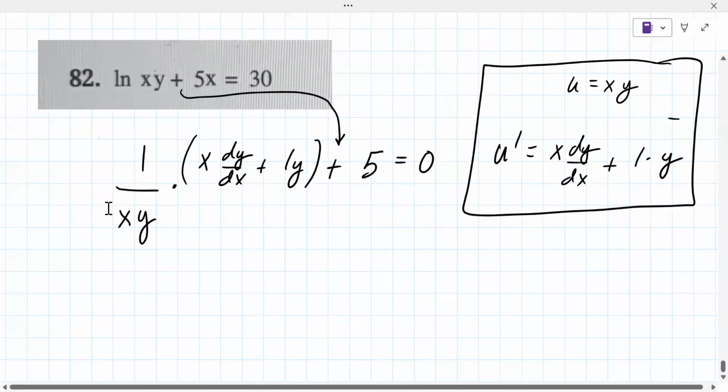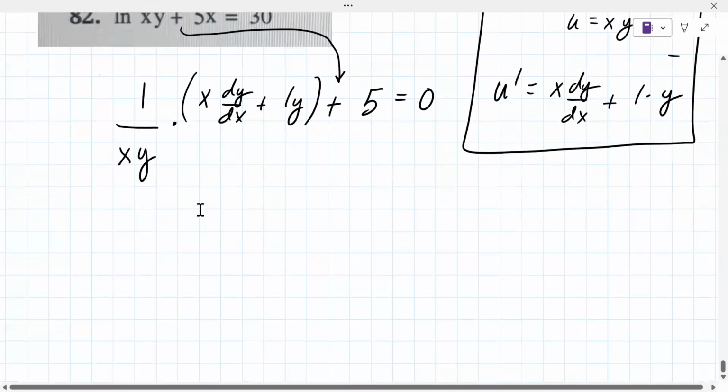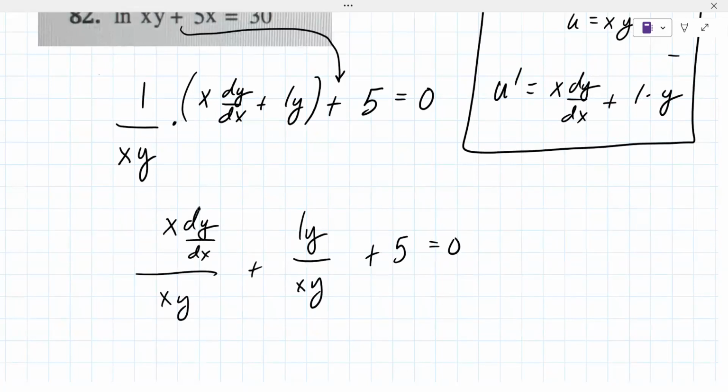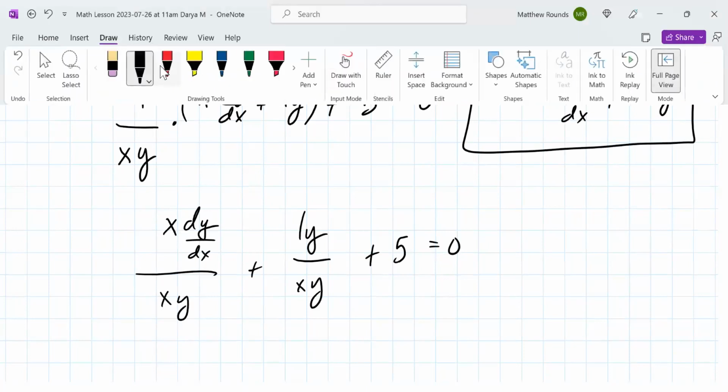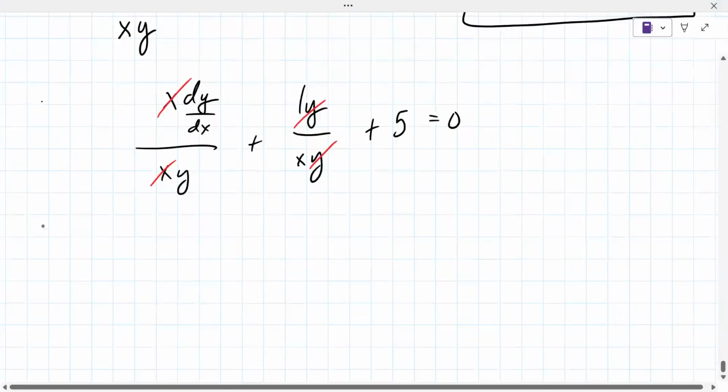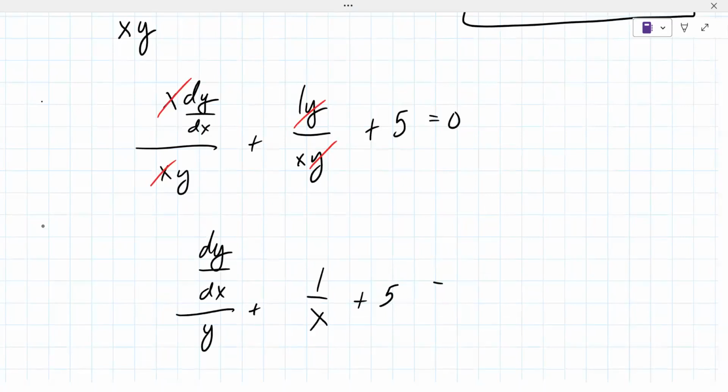All right, so then probably good to multiply in the 1 over xy to both of these. You'll see some cancellations. You get x dy/dx all over xy plus 1y over xy plus 5 equals 0. You can see the x's cancel. See the y's cancel. And you end up getting dy/dx over y plus 1 over x plus 5 equals 0.